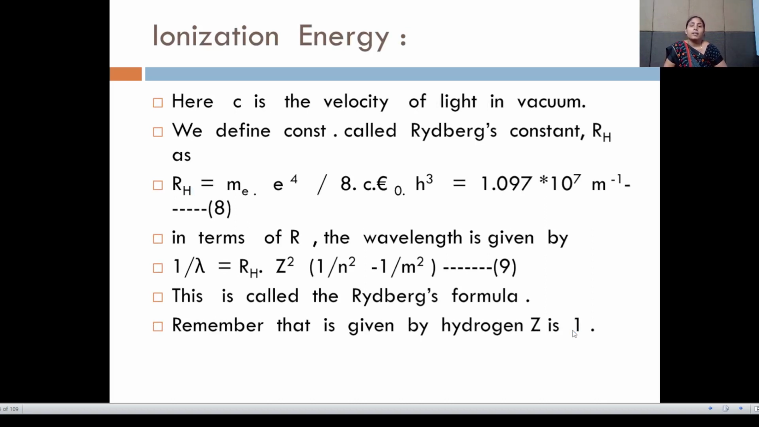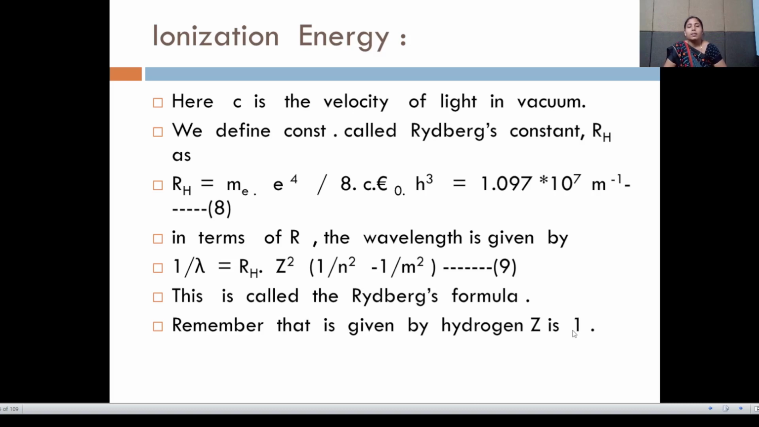We can define a constant called Rydberg's constant, R_H. R_H is equal to m_e, the mass of the electron, into e to the power 4 divided by 8 into c into epsilon naught into h cubed, which is equal to 1.097 into 10 raised to 7 m inverse. That is equation number 8.